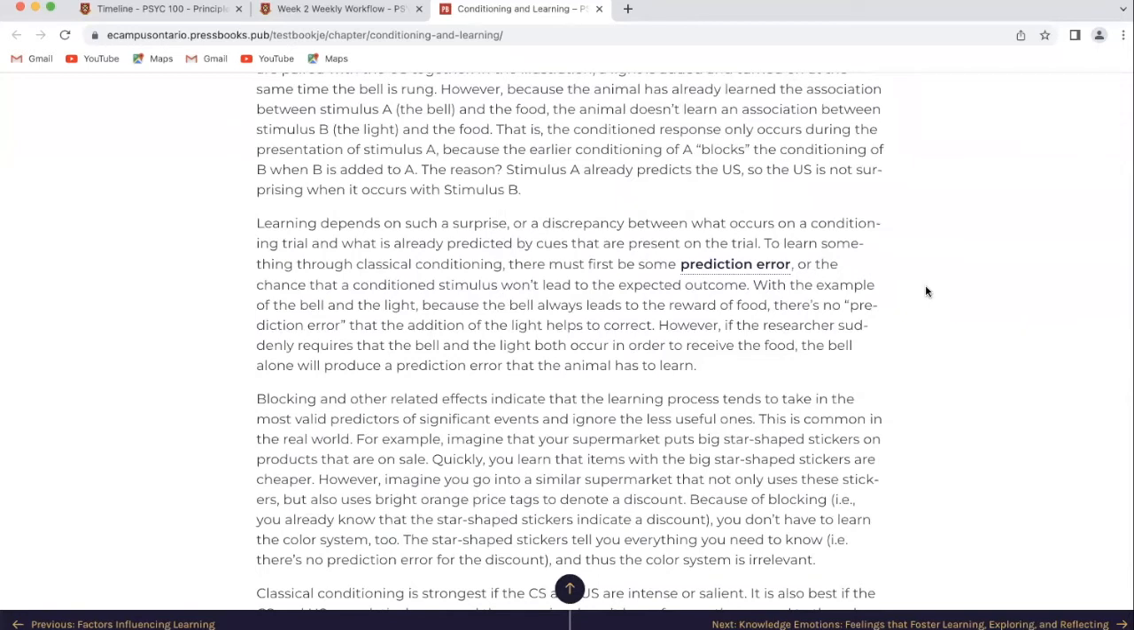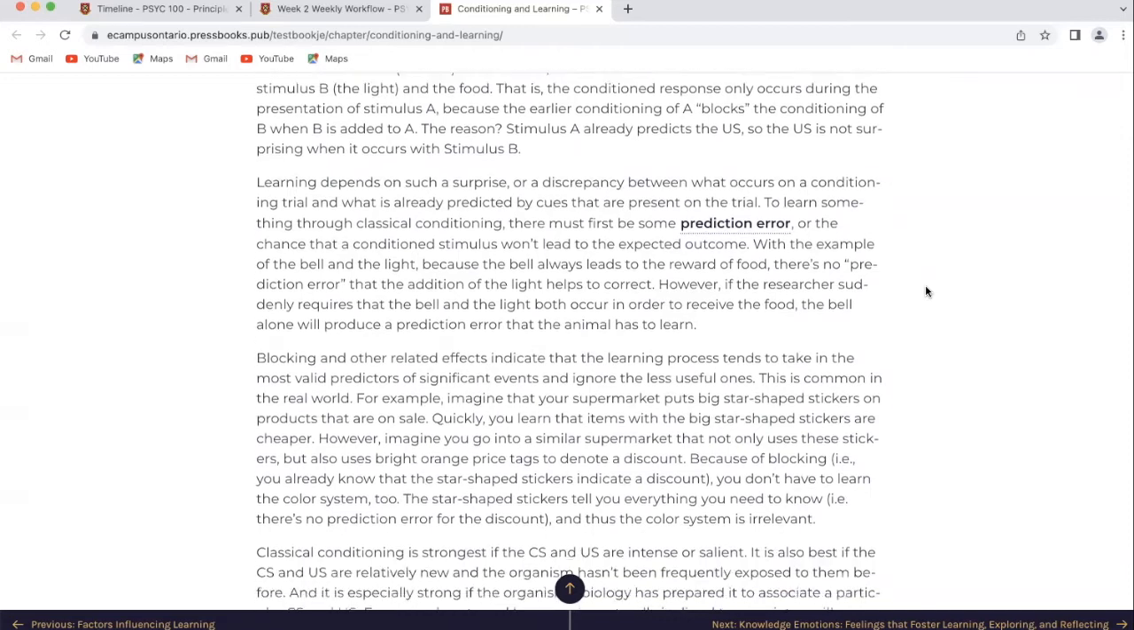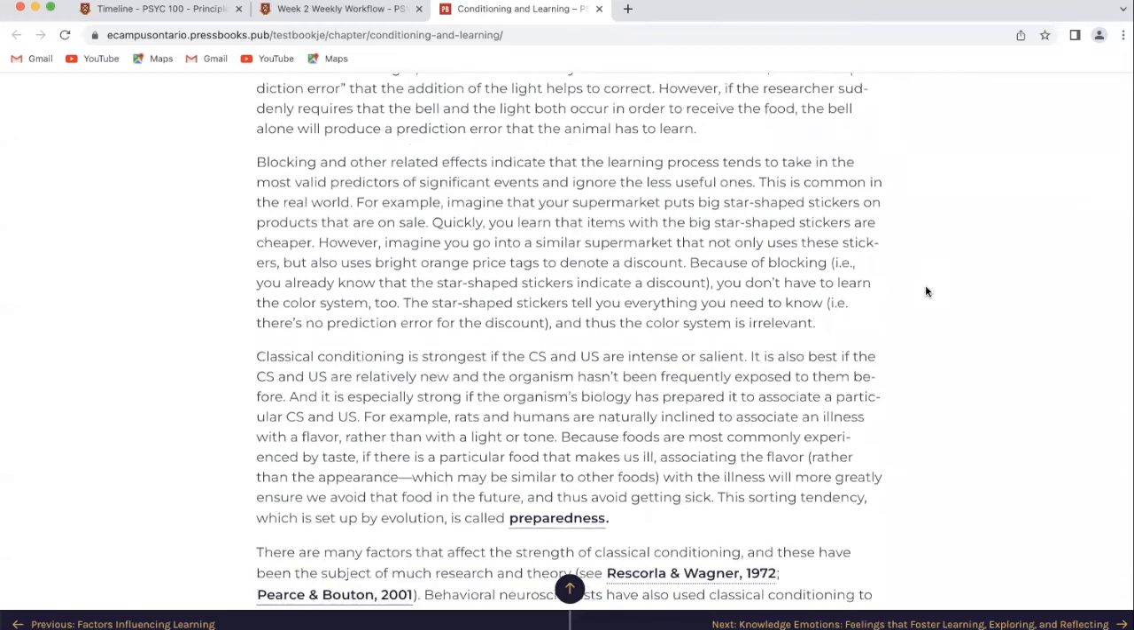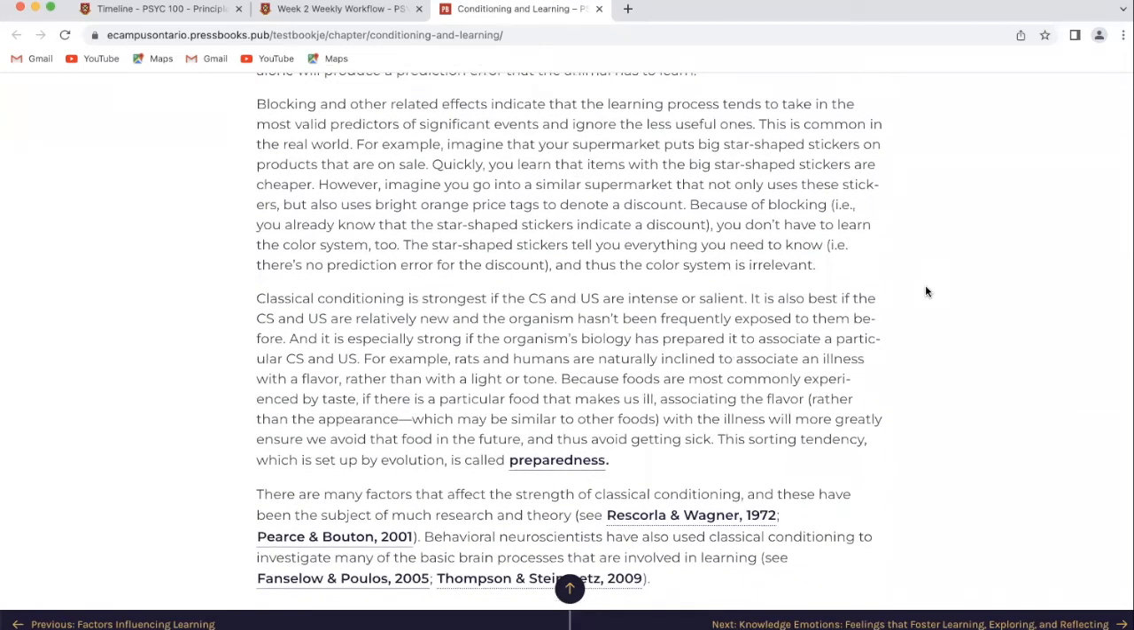With the example of the bell and the light, because the bell always leads to the reward of food, there's no prediction error that the addition of the light helps to correct. However, if the researcher suddenly requires that the bell and the light both occur in order to receive the food, the bell alone will produce a prediction error that the animal has to learn. Blocking and other related effects indicate that the learning process tends to take in the most valid predictors of significant events and ignore the less useful ones.